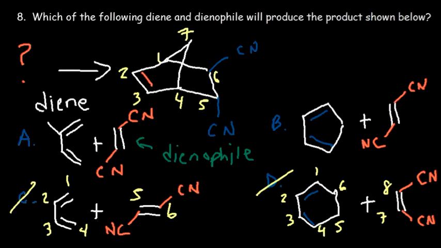Now, if you count the carbons for answer choice A and B, they're both 7, so we need to look at something else.